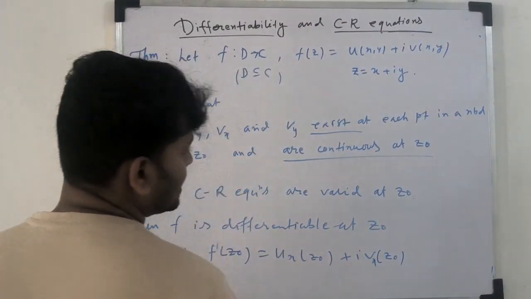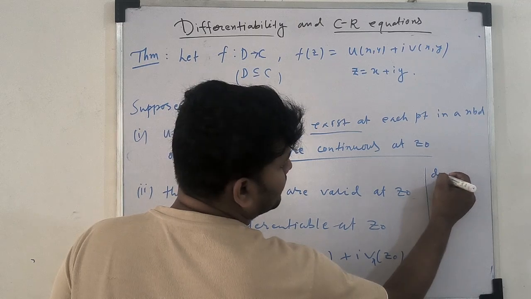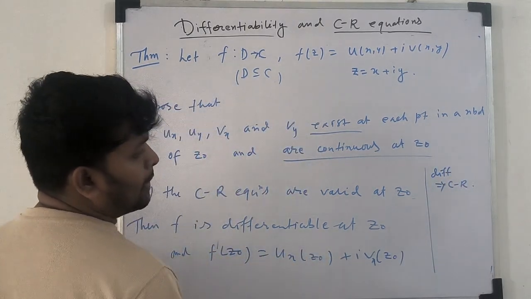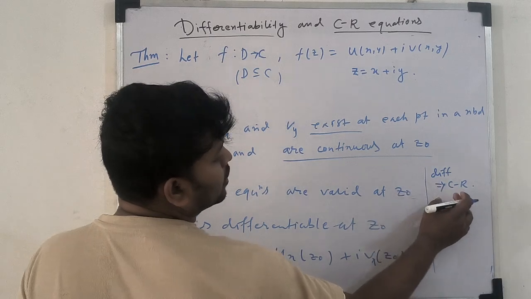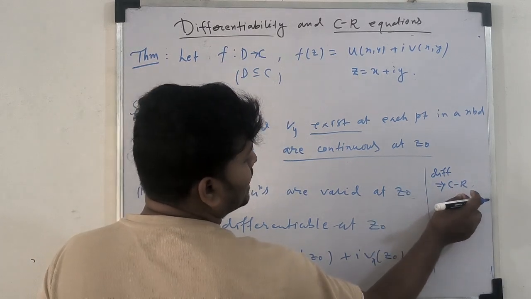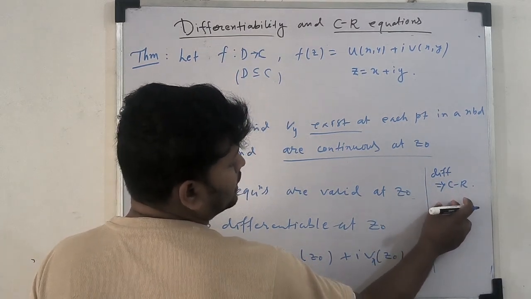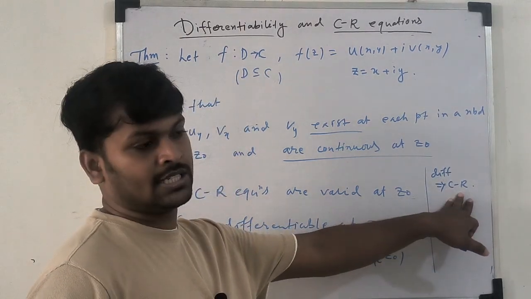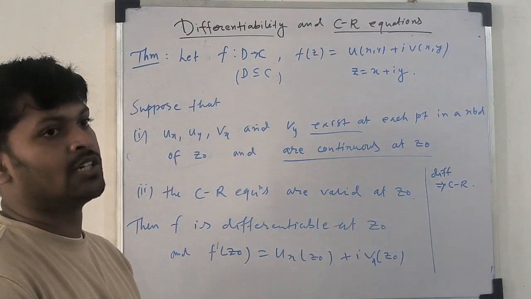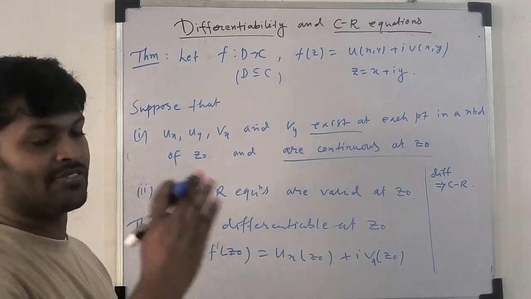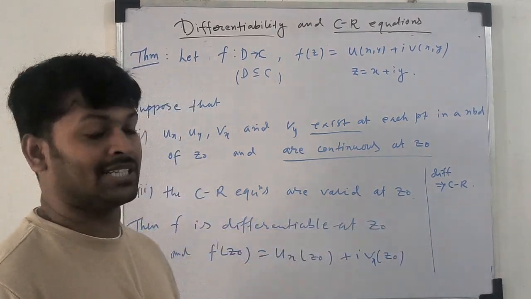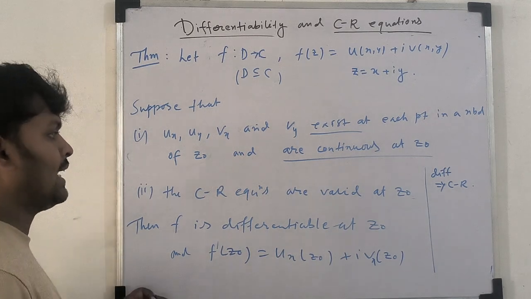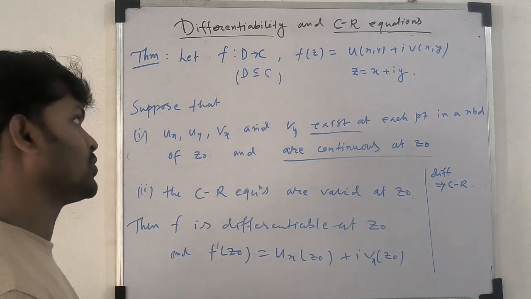So we have seen in the previous theorem that differentiability implies that the CR equation holds, but the converse is not true. That is, if we see that the CR equation holds at a point z0, then we cannot conclude that the function is differentiable. So the CR equation is a necessary condition for a function to be differentiable, but it is not sufficient. But this condition will be sufficient if one condition is added in the theorem. So this is the theorem.